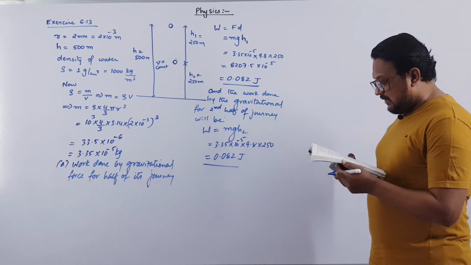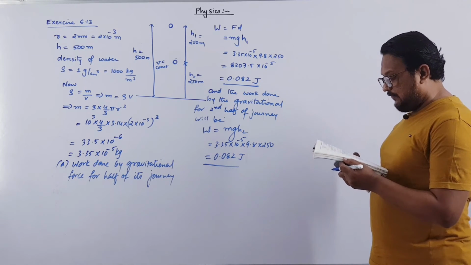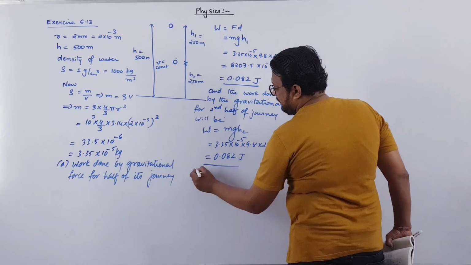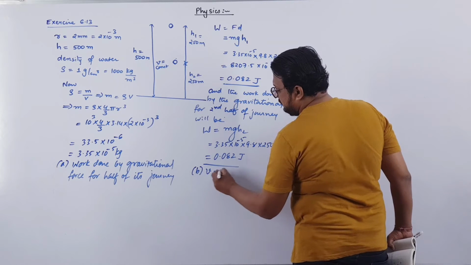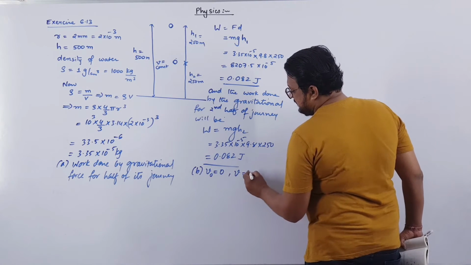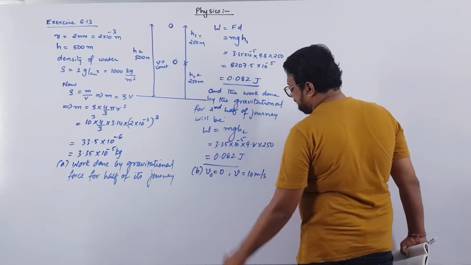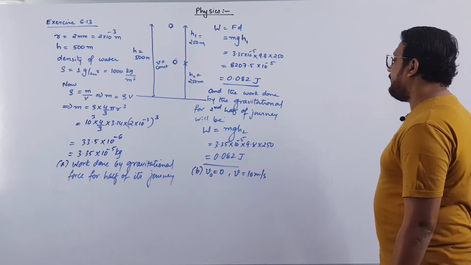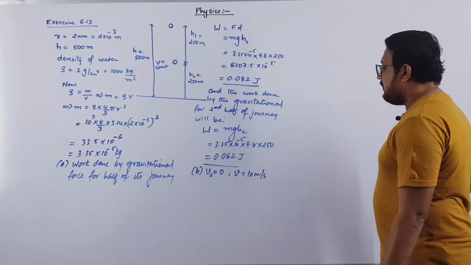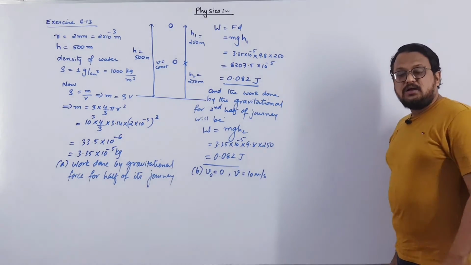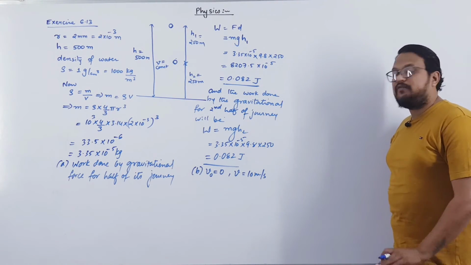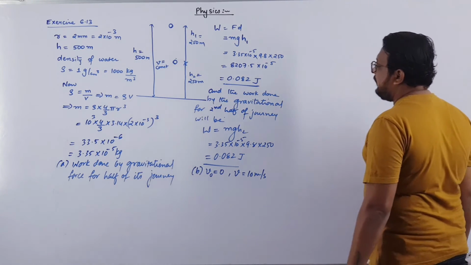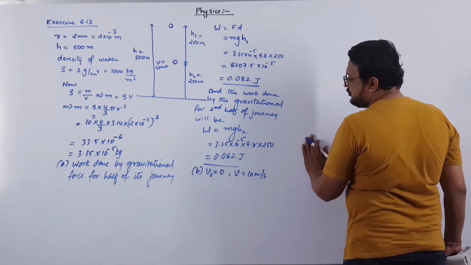What is the work done by the resistive force in the entire journey if the speed on reaching the ground is 10 meter per second? Let us say for case B, initial speed is 0 and final speed is 10 meter per second. We want to find the work done by the resistive force. As we have done in example 6.2, in the same way we can solve this, right? So we want to find the work done for the entire journey.